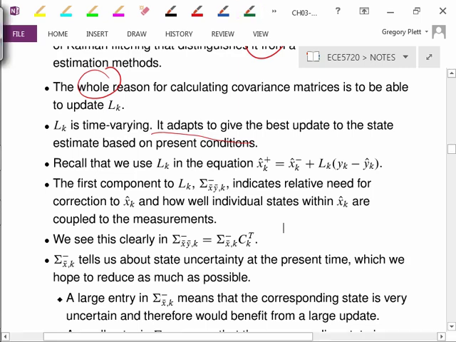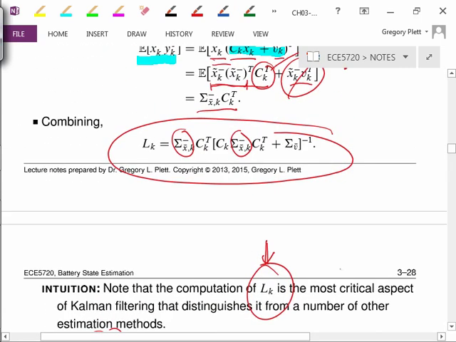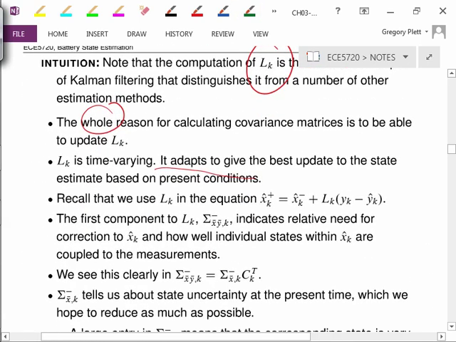Breaking L down, we're thinking of L here in two parts. This is the first part, and then this is the second part. So the first part is the cross covariance between x and y. And that's this. It indicates the relative need for correction to x, as well as how much information the output measurement contains regarding the individual states in x. And we see that in the linear filter in the form of how we compute that matrix.